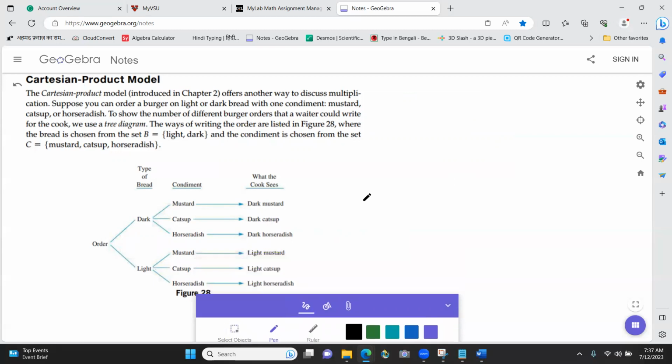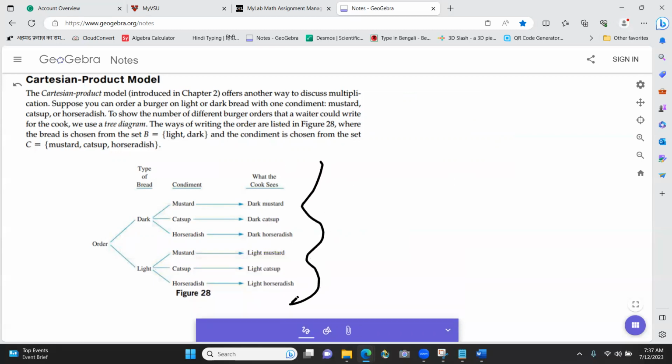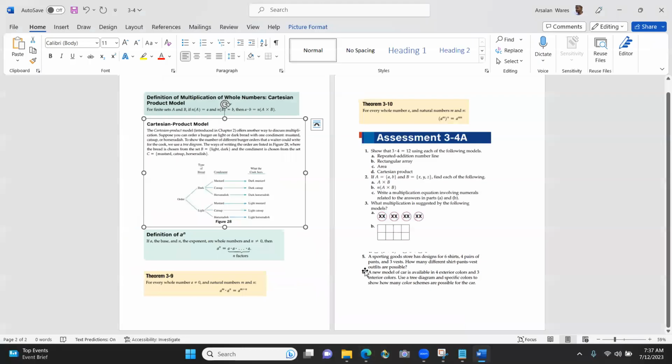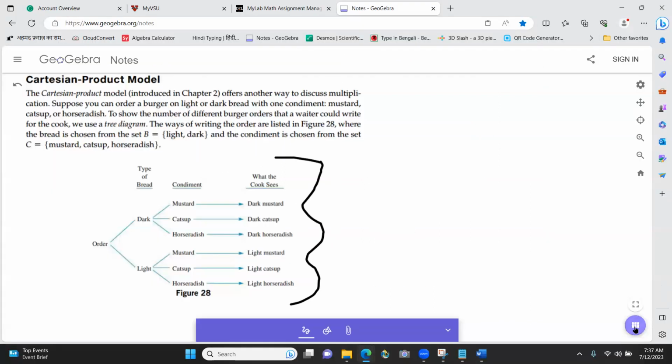It's a visual representation of a Cartesian product. This is also called a tree diagram because it looks like a tree. Okay, guys, let's see what else is coming up. All right, this is something we have kind of discussed, but we'll discuss it again.